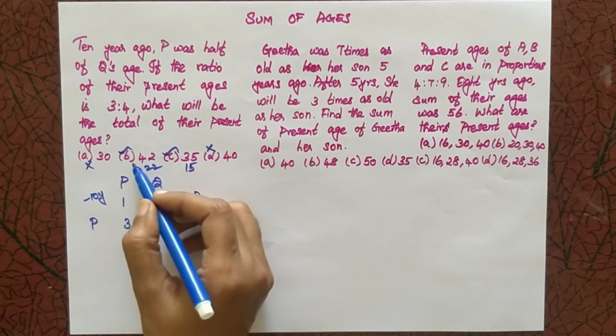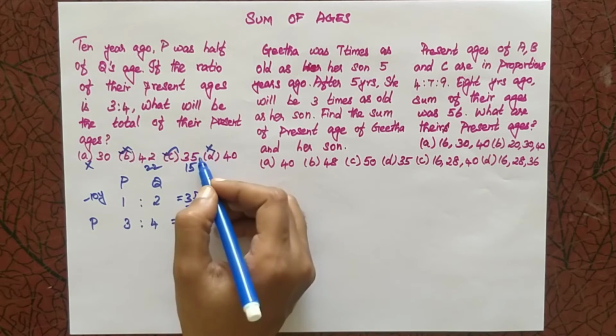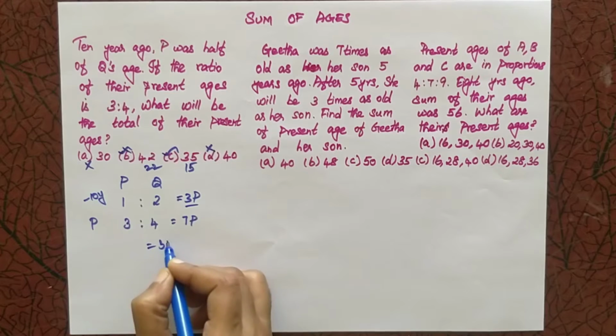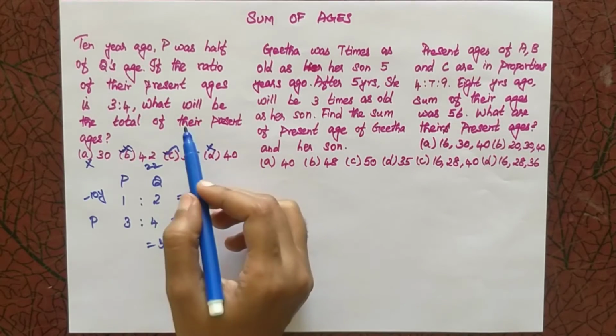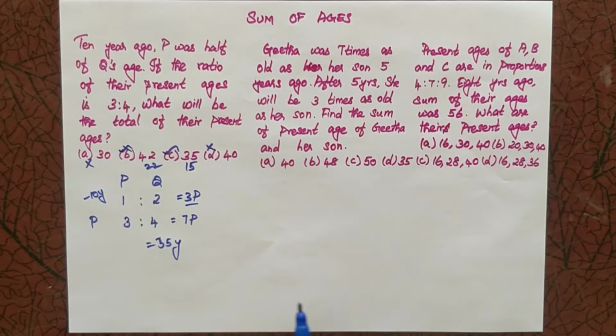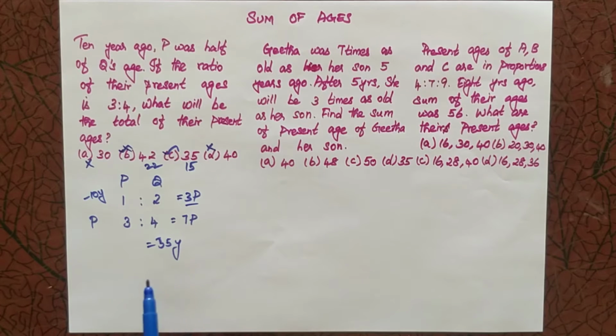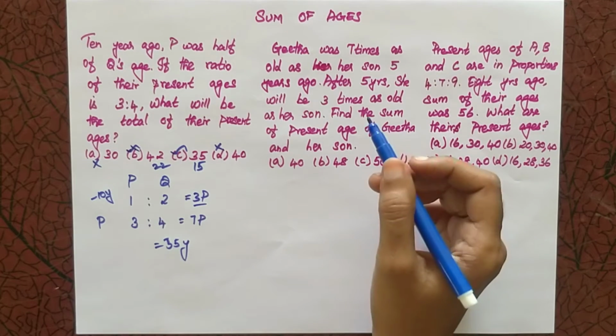22 is not divisible by 3. 15 is divisible by 3. So your answer here is 35 years. So that will be the total of their ages. So without using any formula, with the given ratio and the options, we can find the answer directly. Now let's solve this example.